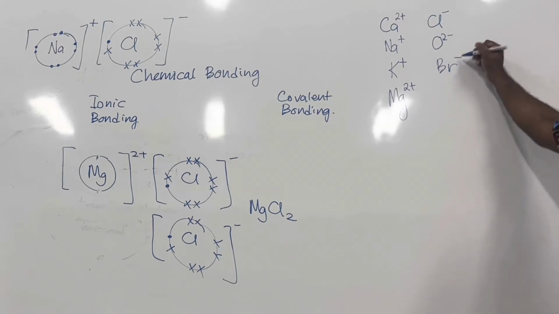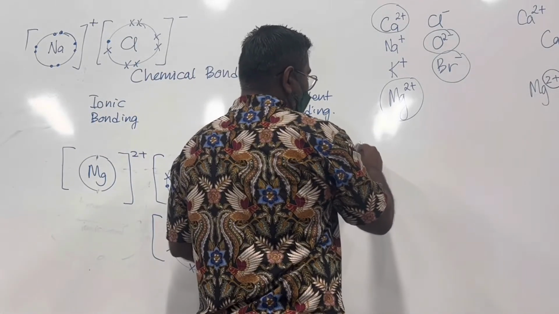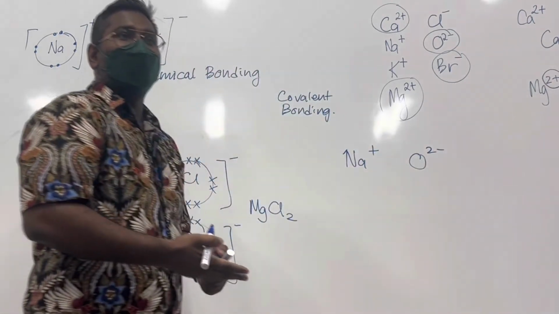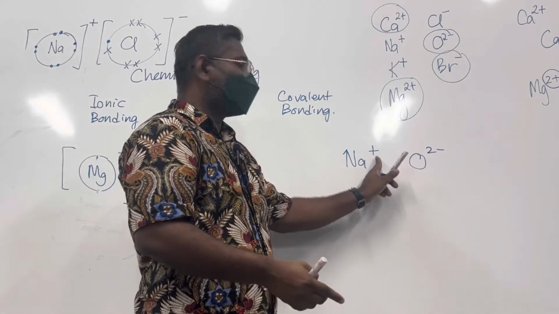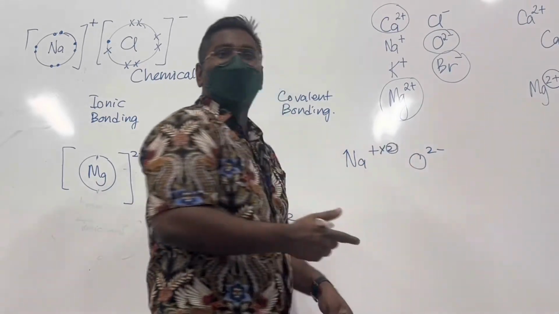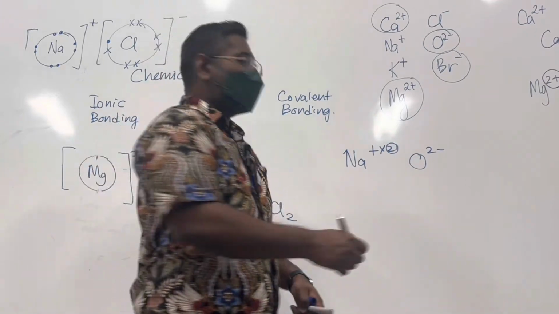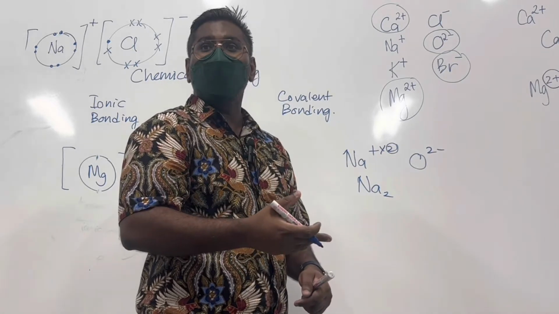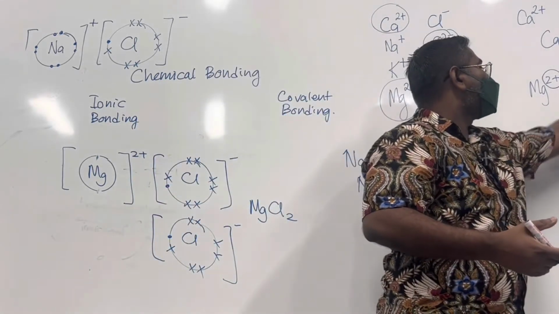This is group 7. Let's try Na and O. Na+, O2-. You look at this value over here, 2-, and this is only +. So this one needs to be multiplied by 2. You have to make it into 2+. And now it will become 2 atoms of Na.